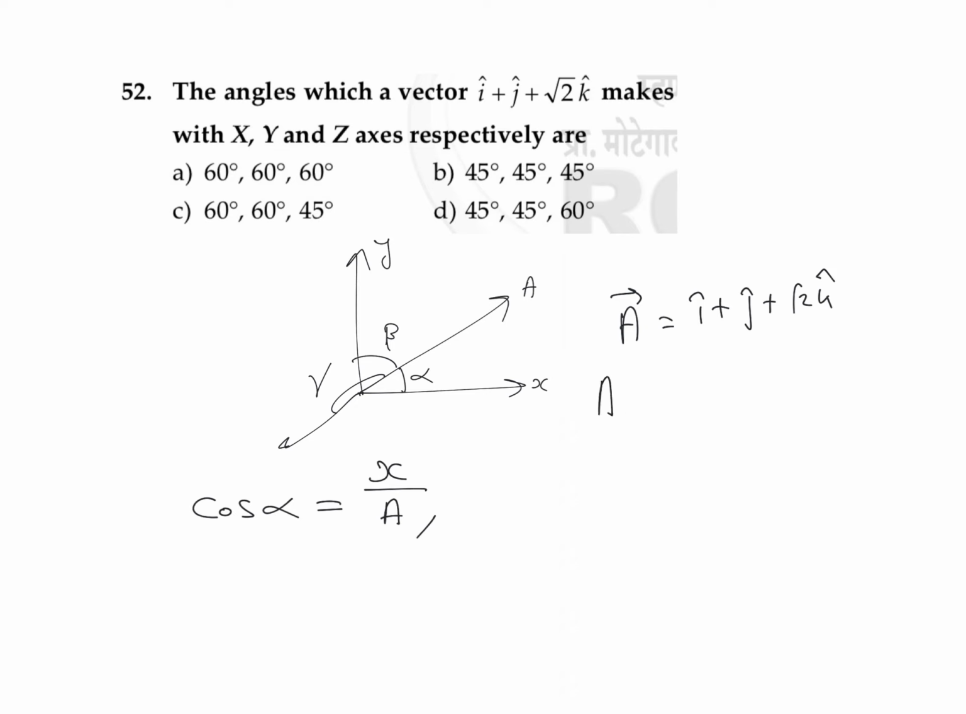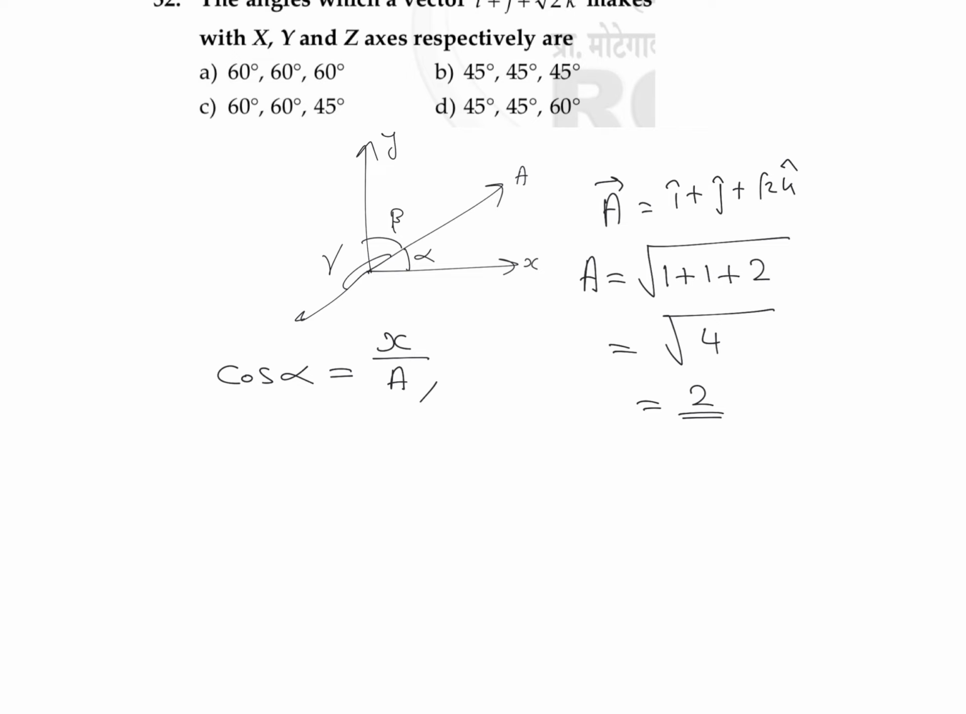The magnitude of a vector is nothing but under root of x component square, that is 1, plus 1, plus root 2 square, which is equal to 2. So 1 plus 1 is 2, 2 plus 2 is 4, root of 4 is nothing but 2. So its magnitude is nothing but 2, magnitude of a vector.